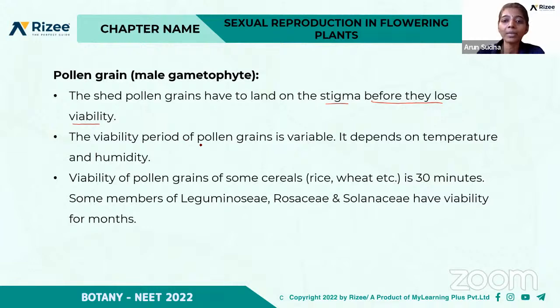So the viability period of the pollen grains is variable. It also depends on temperature and humidity. In some cases, like rice, wheat and some cereals, the pollen grains are viable for only 30 minutes. Within that period, they have to land on the stigma so that effective fertilization can occur. But some members of Leguminosae, Rosaceae, and Solanaceae have viability for months. So they are viable for a longer period. It differs from plant to plant.